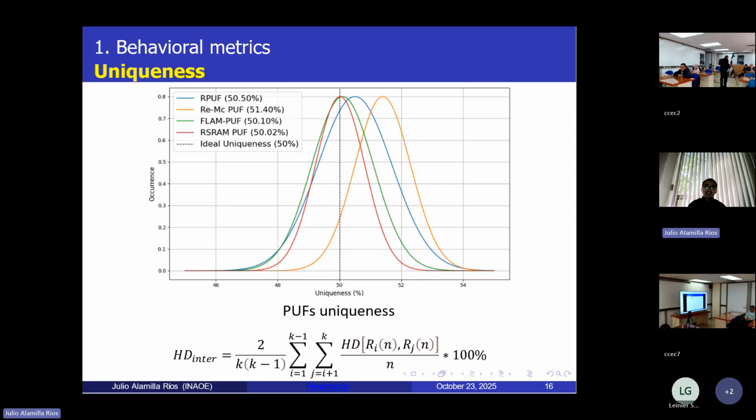In this graph, it can be observed that the PUFs with uniqueness values close to the ideal are the reconfigurable SRAM PUF and the FLAM PUF.